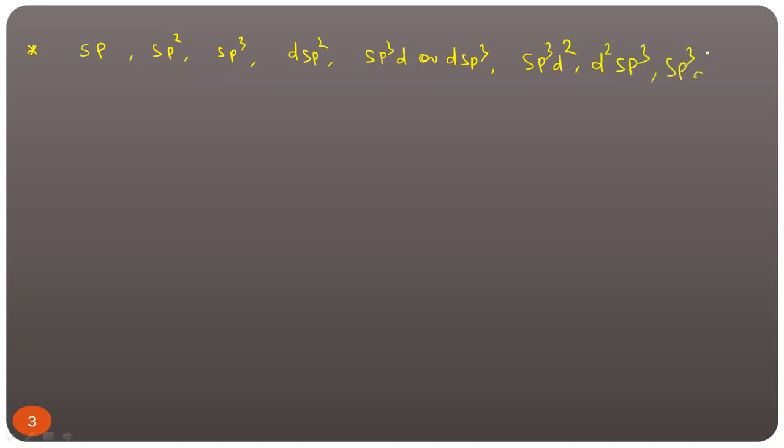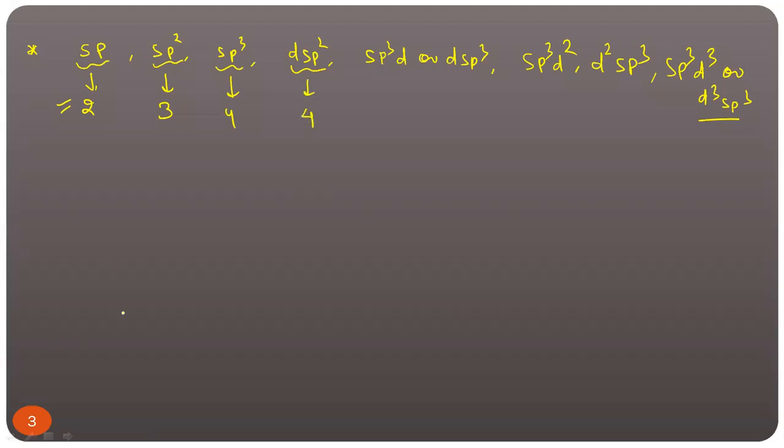sp hybridization, second one is sp2 hybridization, sp3 hybridization, then dsp2 hybridization, then sp3d hybridization or dsp3 hybridization, now sp3d2 hybridization or d2sp3 hybridization or sp3d3 hybridization or d3sp3 hybridization. Clear? When 1s and 1p combine, they form sp hybridization, which means number of hybrid orbitals is 2. In sp2, 1s and 2p, so that is 3 hybrid orbitals. Here 1s and 3p, that is 4 hybrid orbitals. Here also 4 hybrid orbitals.